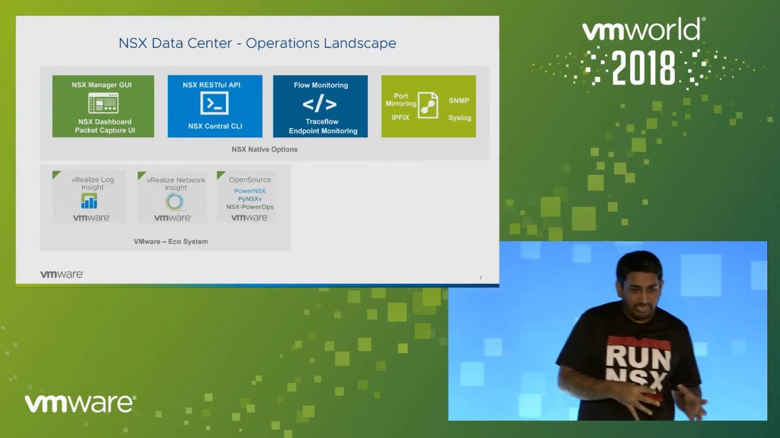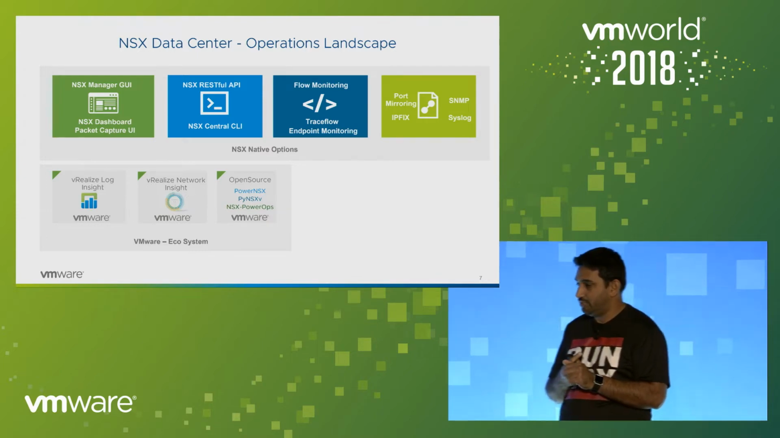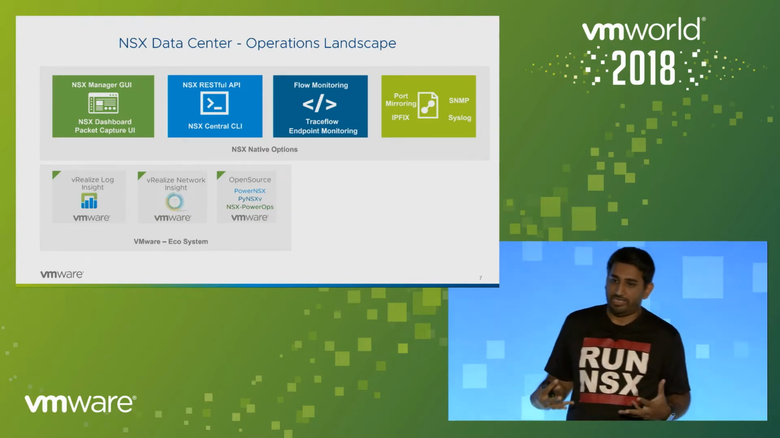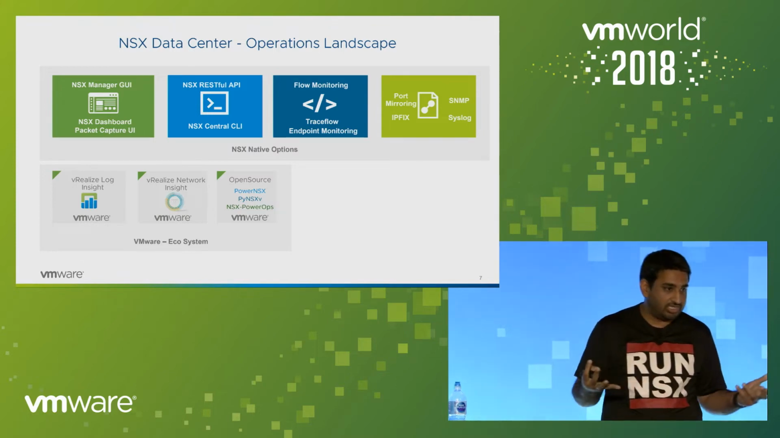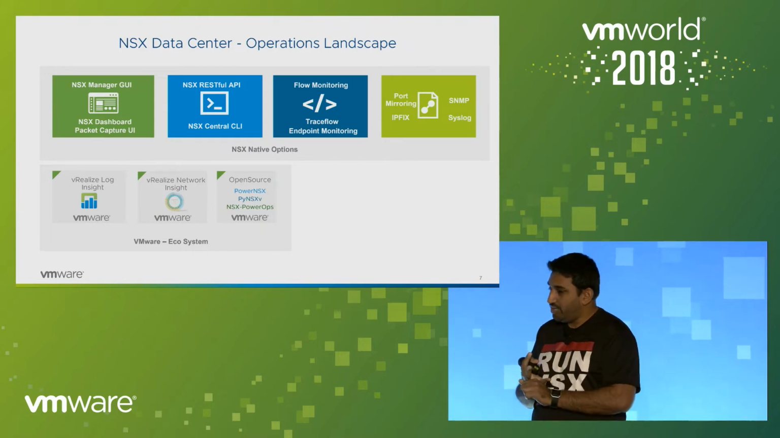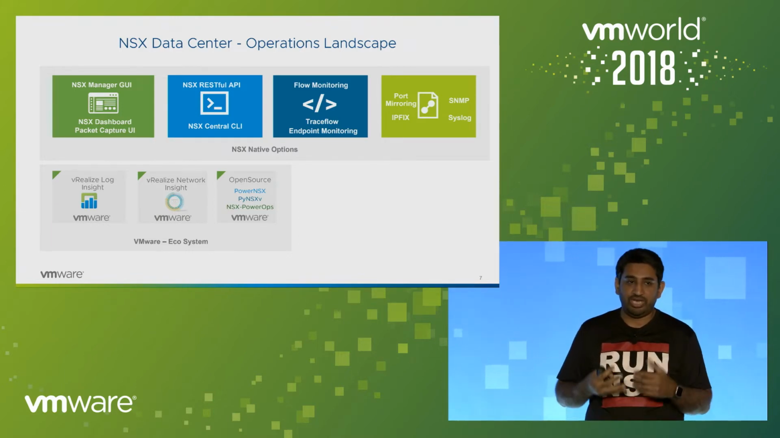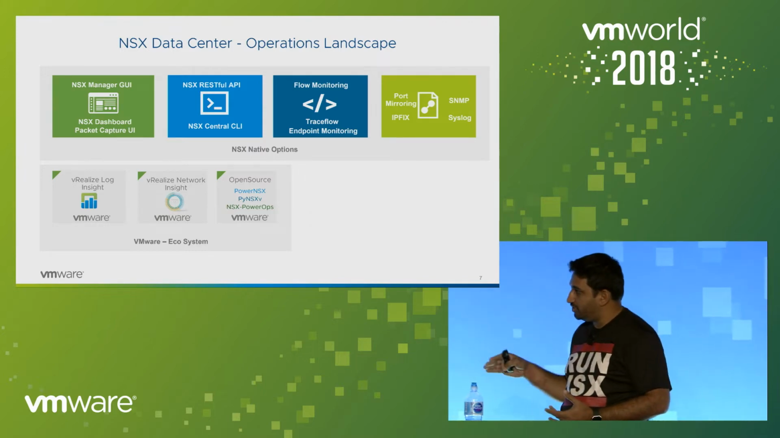Now what's outside the native tools? The second layer to think about is the VMware ecosystem. So what are the tools that VMware provides to me? So VMware provides you Log Insight. So if you're an NSX customer, Log Insight is free for you, and you should be using it. Then you have the Network Insight, which is the premier network troubleshooting tool for NSX. And then you have a lot of open source projects.